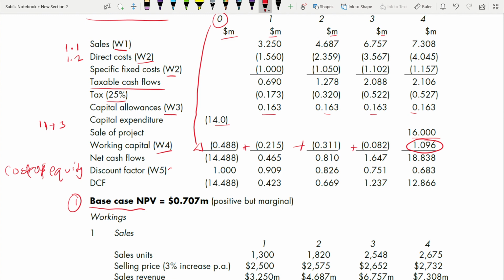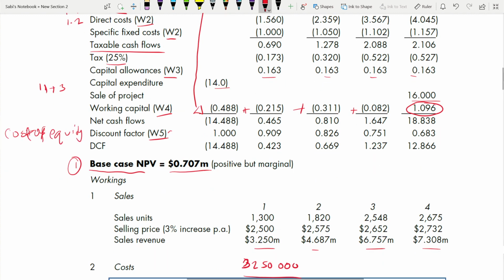Coming to the net cash flow, you'll be able to calculate it easily, and then coming to the discount factor, working 5. The rest you'll be able to calculate, and when you see that the base case is positive but very small. Okay, let's go to the working capital.